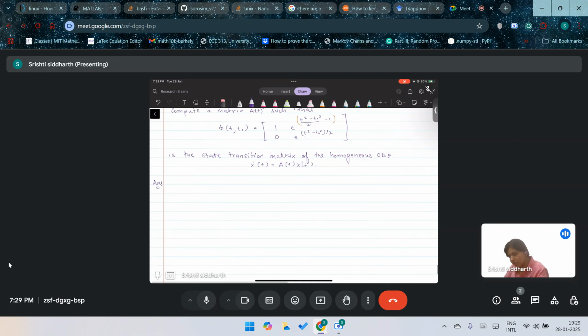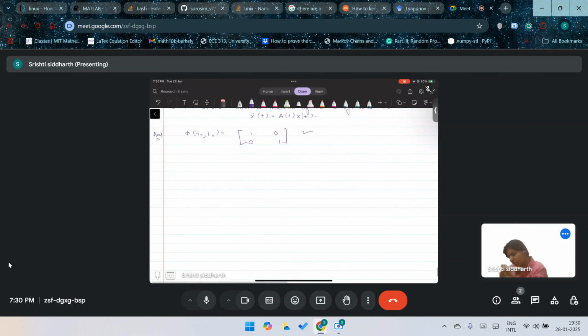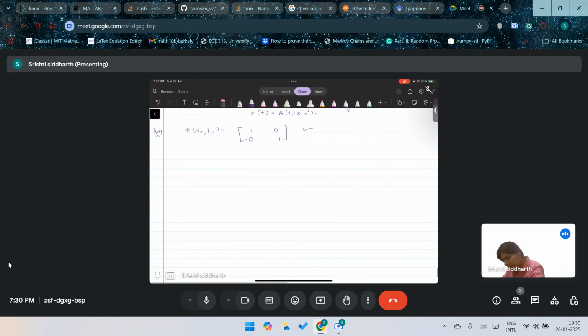So let's check if it is a state transition matrix first. So phi t naught comma t naught is, we have 1 0, then 1 again, and 0. So this property is satisfied by this matrix. And now we'll look at a very important property. We have written this down earlier. So the derivative of the state transition matrix phi t comma t naught is exactly equal to A of t times phi t comma t naught.